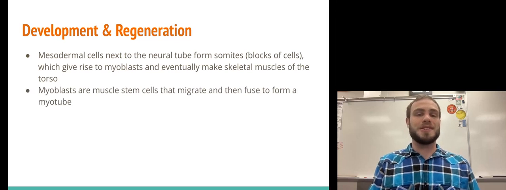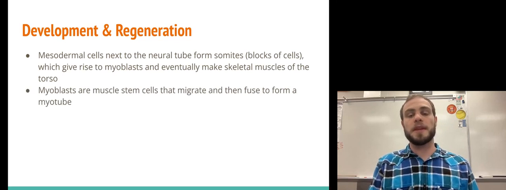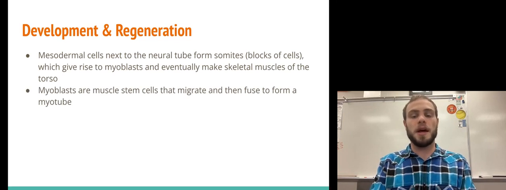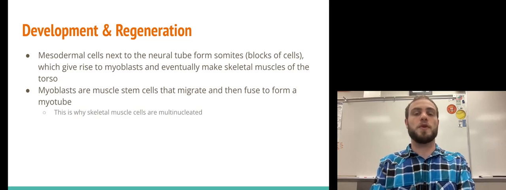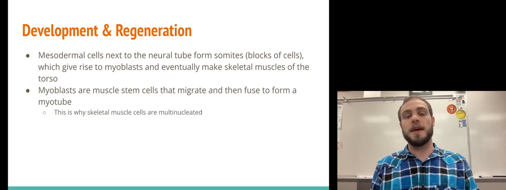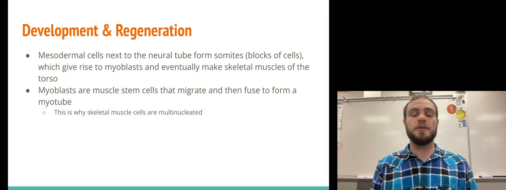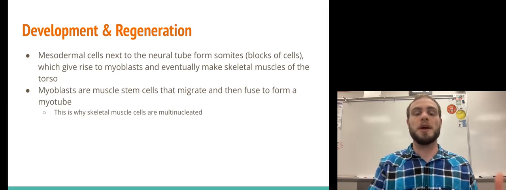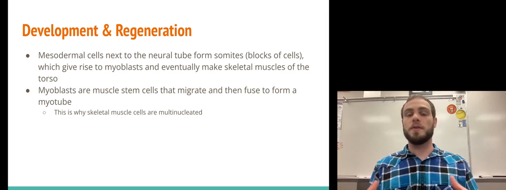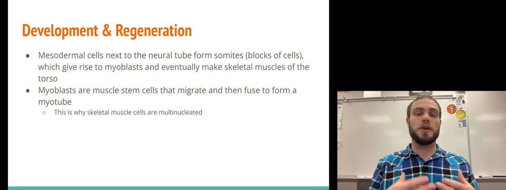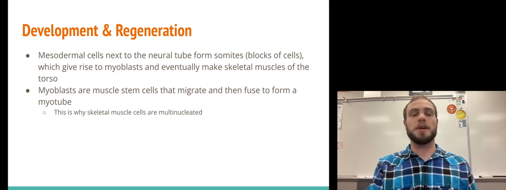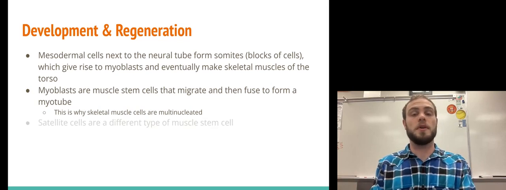Myoblasts are basically muscle stem cells, if you want to think about them like that. They're going to migrate to different areas of the developing embryo, and they're going to fuse to form a myotube. And this is going to be the reason that skeletal muscle cells are multinucleated. So they start out as these myoblasts, these muscle stem cells that all fuse together. When they fuse together, you still have all of their nuclei and everything within them. And so you're going to get multiple nuclei because those original cells all fuse together.